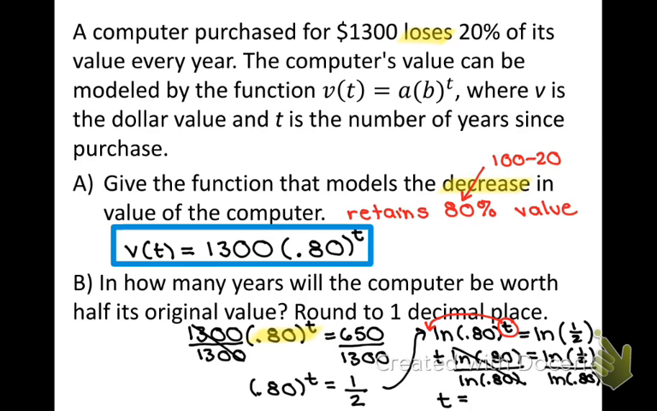So I know I have to go ahead and put that expression into my calculator. And I'm going to get that t is approximately 3.1, use those units, years. So after about 3.1 years, that computer is going to be half its original value.